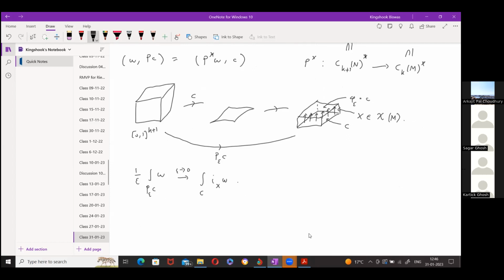So informally speaking, the interior contraction Ix is in a sense the dual of the infinitesimal prism operator. Formally it means that Ix is the limit as epsilon tends to 0 of 1 over epsilon times P epsilon star. So in that sense, it's a dual of an infinitesimal prism operator.